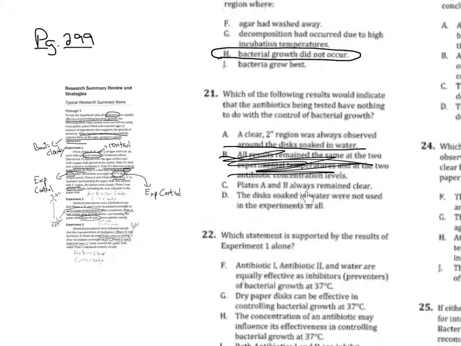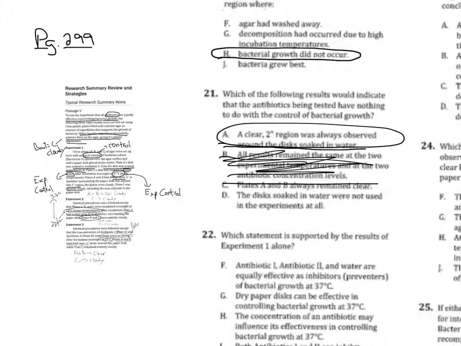C, plates A and B always remained clear. Well, that's where the antibiotic was. So that would show us that the antibiotics were actually working. So it is not C. D says the discs soaked in water were not used in the experiment at all. This is a bad idea because we won't know if it was the antibiotics that were causing the clear area or if it was the water, but this doesn't tell us anything, so it's not D. So the right answer is A.